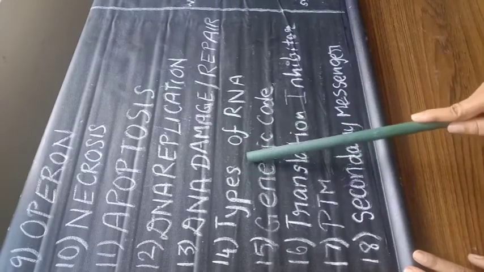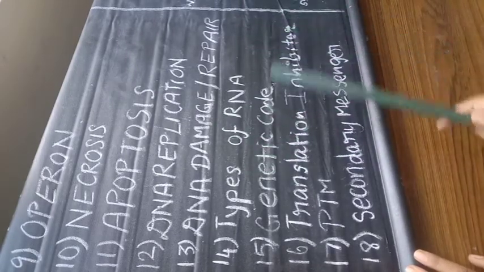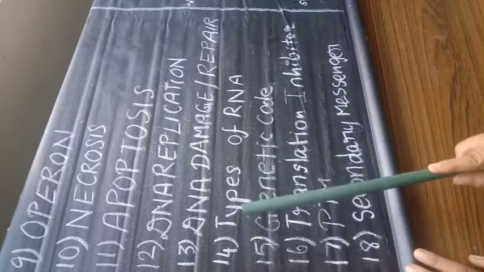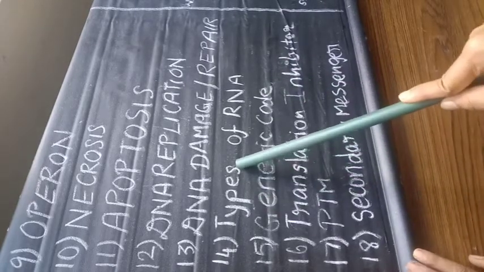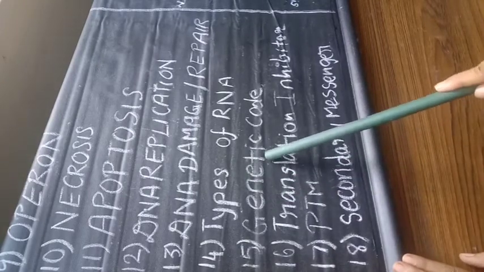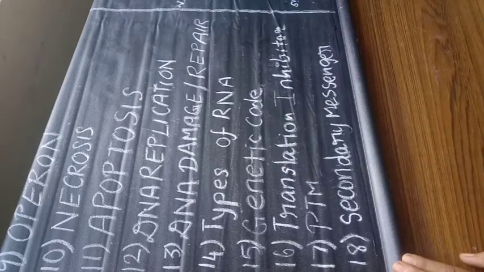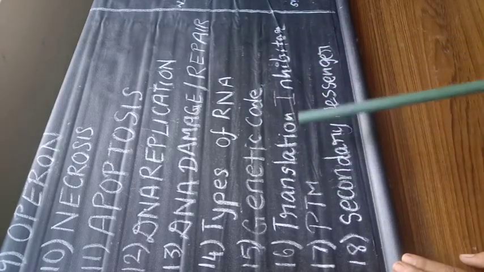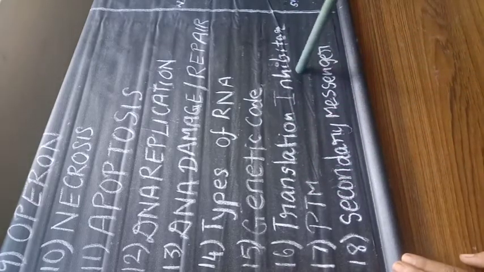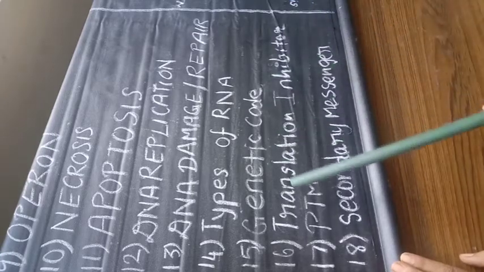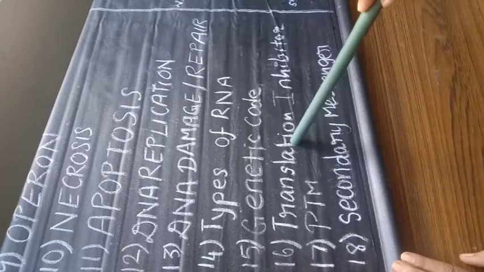And next is the types of RNA. So we have different types of RNA, and what is the structure and what is the function of those RNA. Already we had uploaded this particular video on my YouTube channel. Next is the genetic code. You should study the tabulated form of the genetic code and which amino acid has more number of codons, like that. And next is translation inhibitors, that is your antibiotics. Some antibiotics like puromycin, erythromycin, tetracycline, you should study about the translation inhibitors also, friends. Already we had uploaded a video regarding antibiotics in our channel.